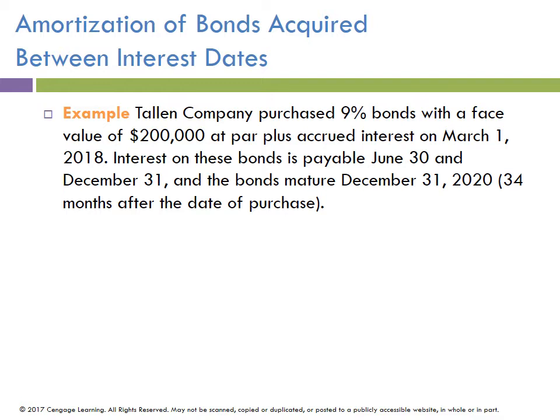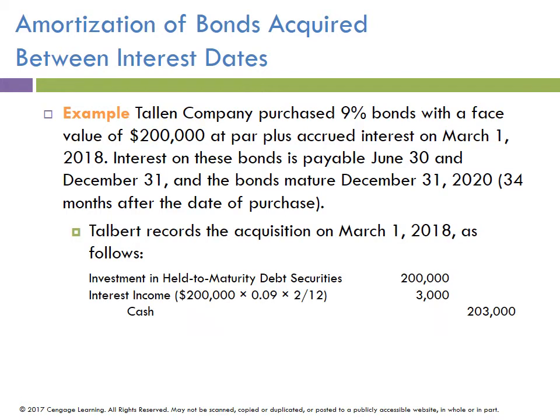If they bought this bond on December 31st, January 1, there would be no accrued interest. But they bought the bond March 1st. Interest has been accruing or occurring on this bond January and February. Who's going to get the interest on June 30th? Talon will, because they will own it. So they have to pay up front on the purchase date for 2 months of interest.